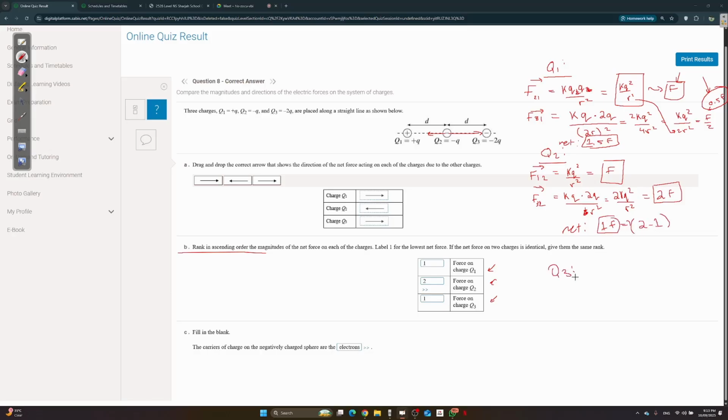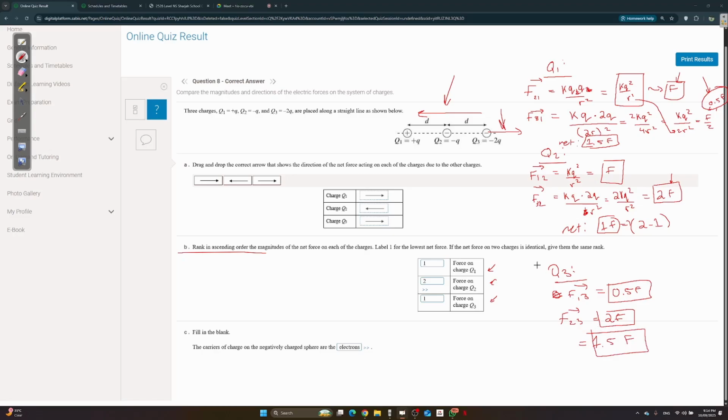And let's take a look at q3. q3 has two forces that we already found. You have this one repelling it from 2 and the one attracting it to 1. The one attracting it to 1, we're going to say it's f(1,3), which we already found. It was 0.5 f. And then f(2,3), which we already found here, which is 2f. Now, one's going to the right, one's going to the left. So do we subtract or add? Subtract. So we get 1.5 f.